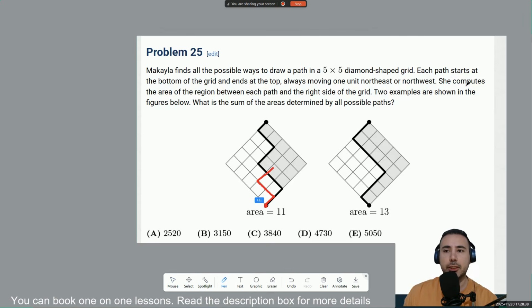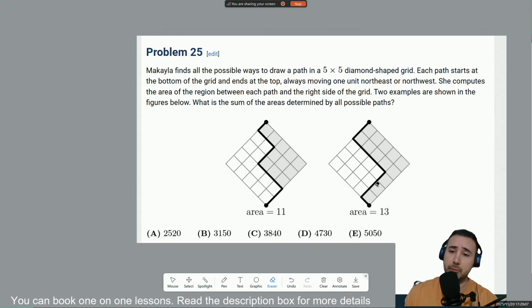She computes the area of the region between each path and the right side. So for example, this is the path and this is the right side, right? So this is going to be the area. 2 examples are shown in the figures below. What is the sum of the areas determined by all possible paths?